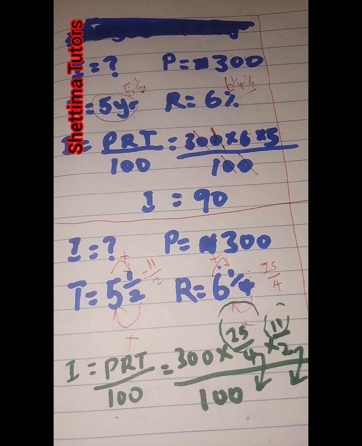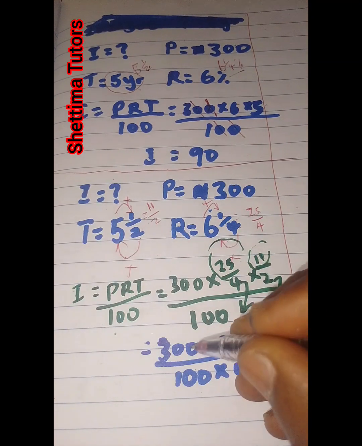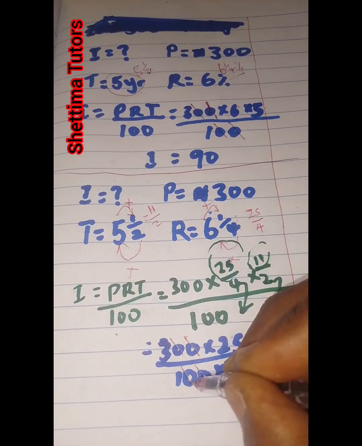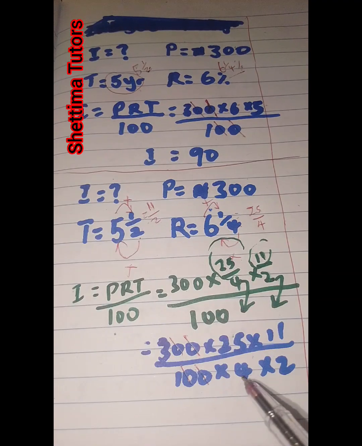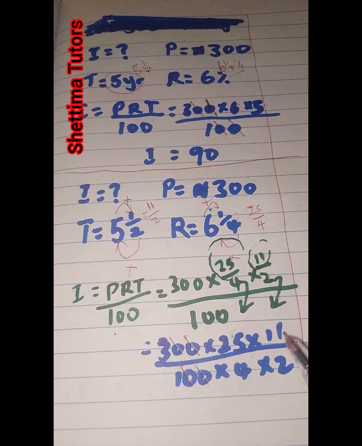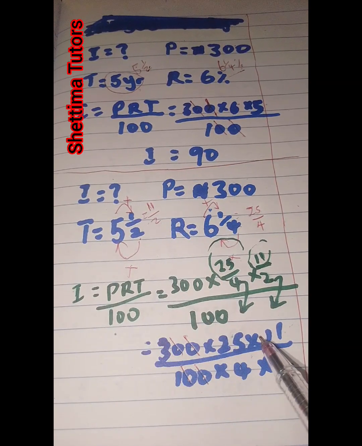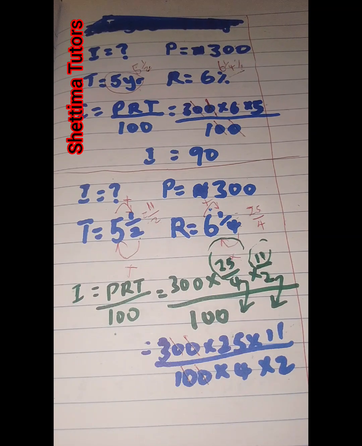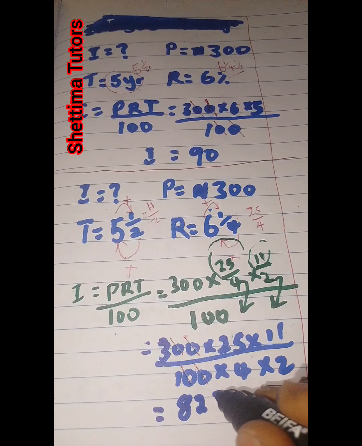So whenever you are given improper fractions, don't be scared. This is what you do. The easiest thing to cancel is the 0. So 0 will cancel 0, numerator and denominator. And then, what else can cancel? 4 cannot go in 25. 4 cannot go in 11. 2 can neither go in 11, 25, or 3. So you're left with 3 times 25 times 11 all over 4 times 2. That gives me 825 all over 8.